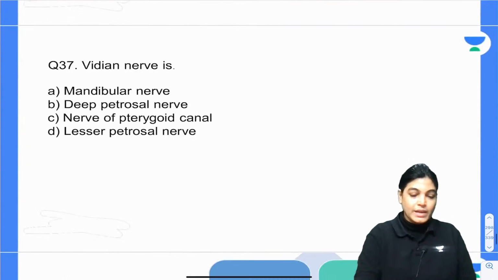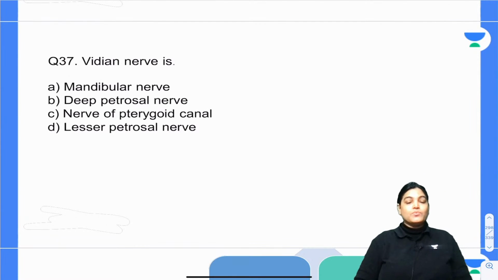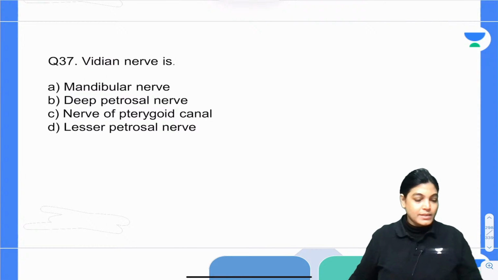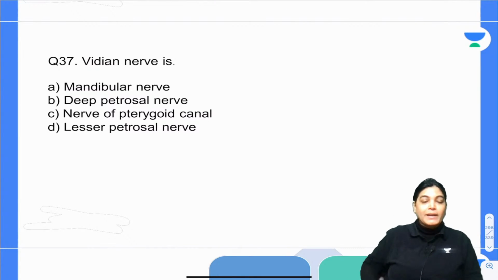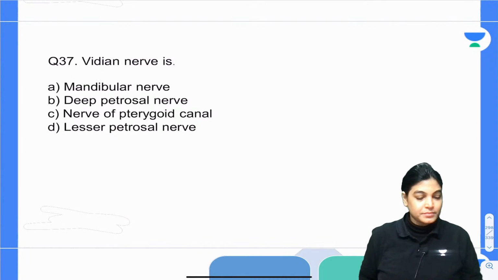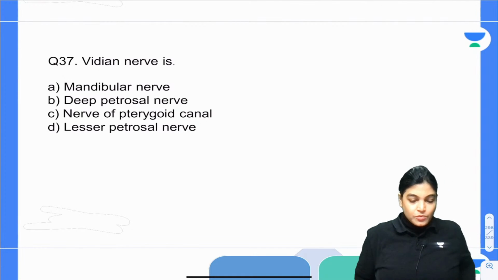Okay, let's move on to the next. Easy one. What is the other name of Vidian nerve? You will get 30 seconds, please mark the correct answer. Vidian nerve is also called mandibular nerve, deep petrosal nerve, nerve of pterygoid canal, or lesser petrosal nerve. According to you, which is the correct answer? Four options are there.